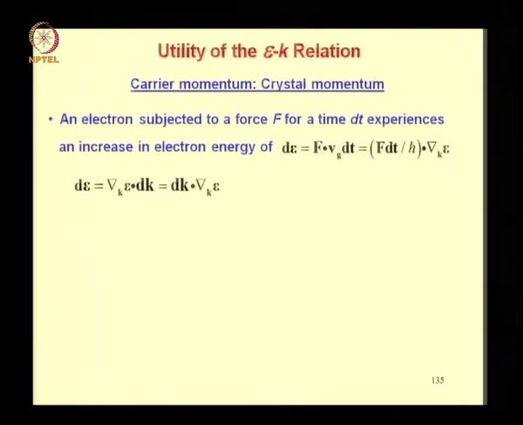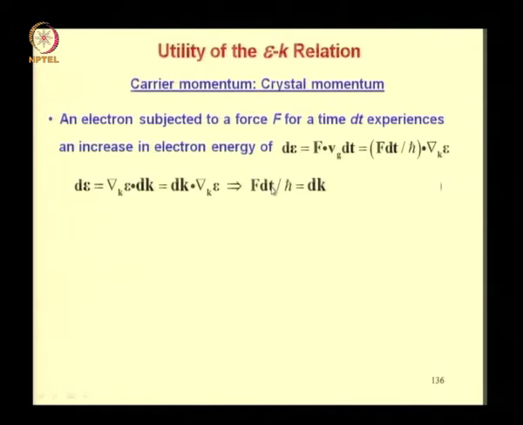Now you can even write the same thing as dk dot the gradient of E with respect to k. Now from this relation and the relation for dE given here, we get F dt divided by h cross is equal to dk. Now this is because you compare this and this relation. So you remove the gradient of E with respect to k from here and from here, and you get this term is equal to this term. That is what is being written here.